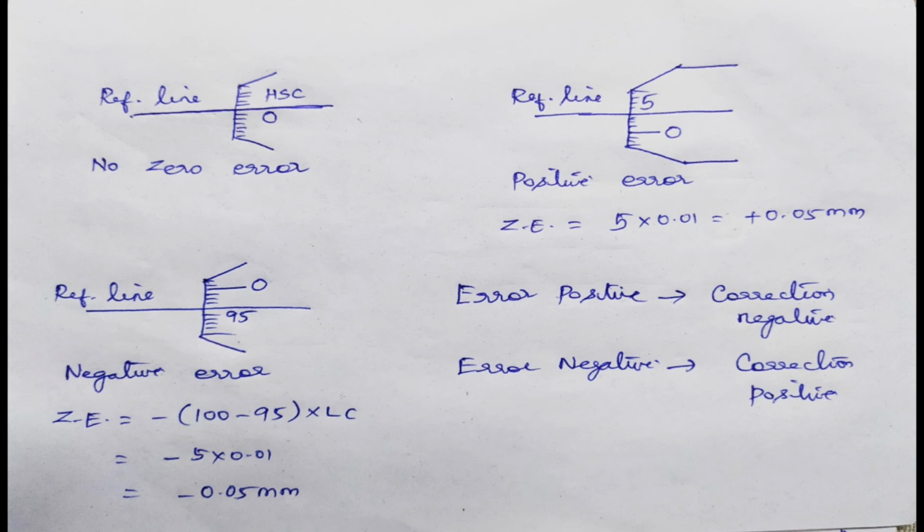In the first case, if the two lines coincide, there is no zero error. If zero of the head scale lies above the reference line, then it is negative. If zero of the head scale lies below the reference line, the error is positive. So I can remember this as NOP, negative, nil, positive.